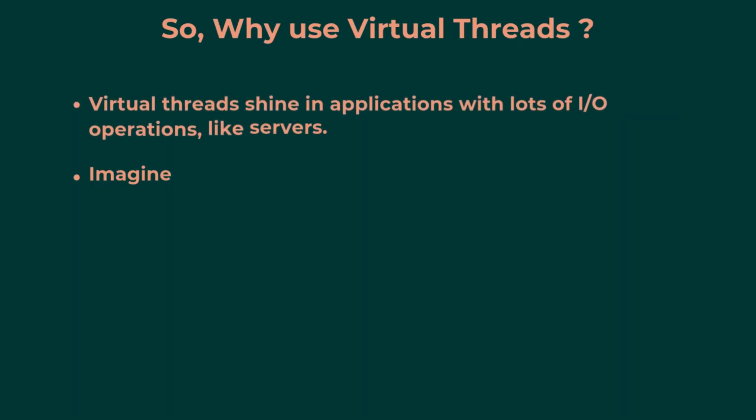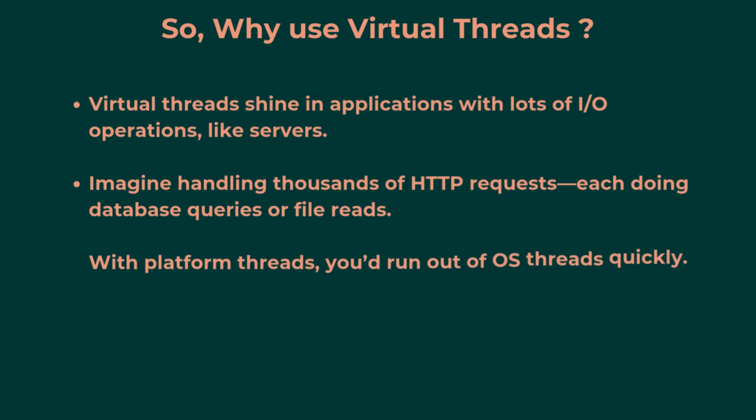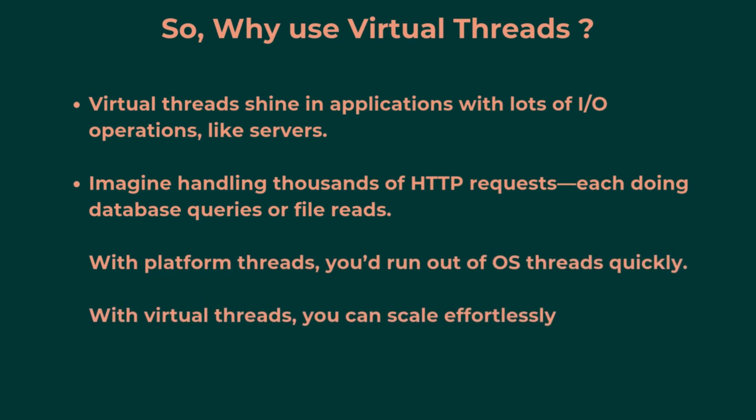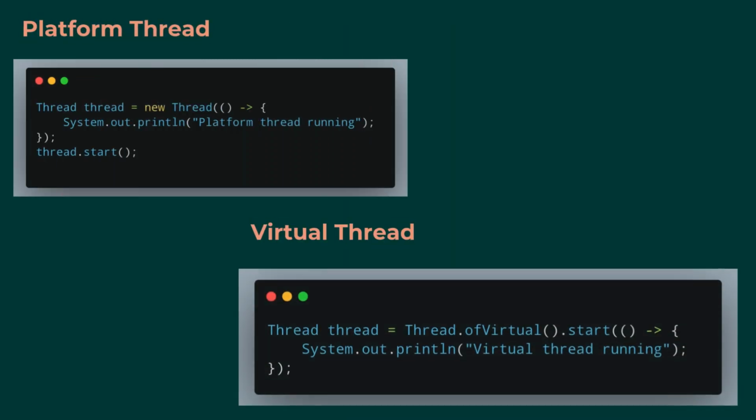So why should you care? Virtual threads shine in applications with loads of input-output operations, like servers. Imagine handling thousands of HTTP requests, each doing database queries or file reads. With platform threads, you would run out of OS threads quickly. With virtual threads, you can scale effortlessly. So let's see some code. Here is how you can create a platform thread and a virtual thread. The API is almost identical, but virtual threads let you create thousands without worrying about the system limits.